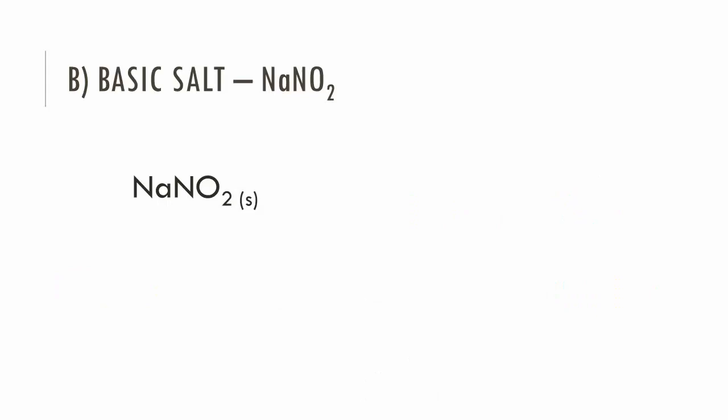Let's now examine the basic solution, NaNO2. The salt dissociation happens like this. There's the formation of sodium cations and NO2- anions. We might have a tendency to think that the Na+ ion would react with a water molecule to form NaOH, but be careful. Na+ is a spectator ion. It will never react with any other compound or ion.